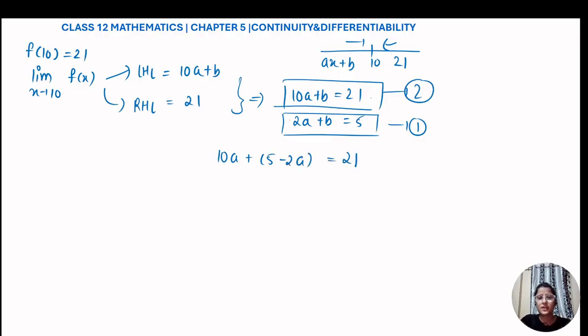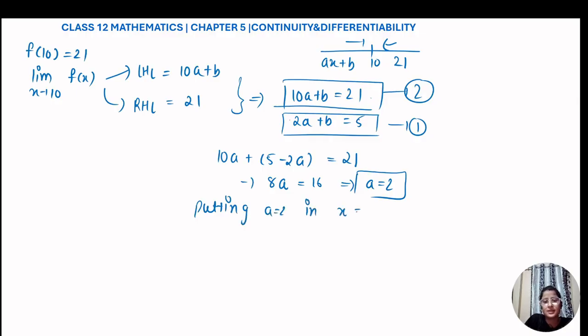What I did is just put the value of b in equation 2. So from here we get 8a equals 16. That means a should be equal to 2. Put the value of a in any of the relations. I will write the value of a in equation 1. So putting a equals 2 in 1, we get 2 into 2 plus b equals 5. So from here our b value is nothing but 1. So we get both the a and b values.